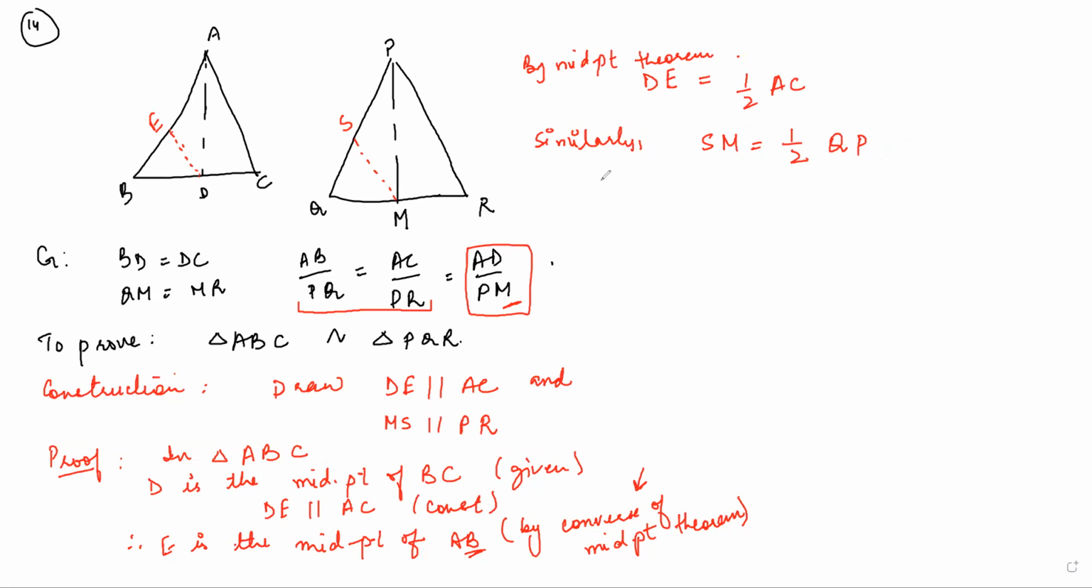Now we will make use of the given condition. So this much result we have achieved, fine. Now come back to the given condition. I'm given that AB by PQ is equal to AC by PR is equal to AD by PM, right?